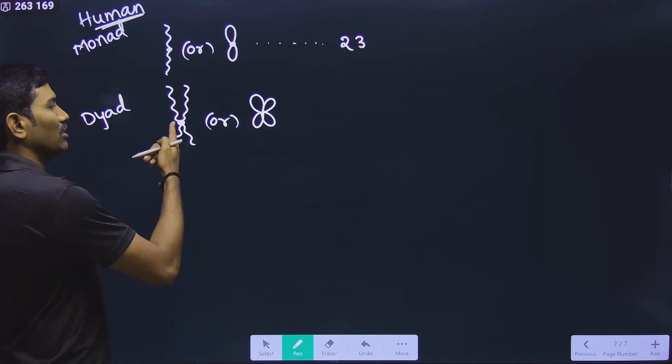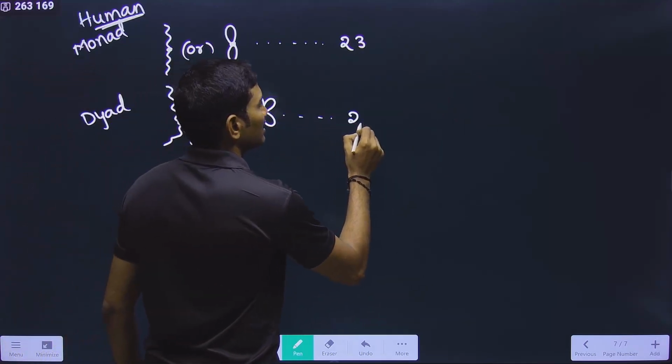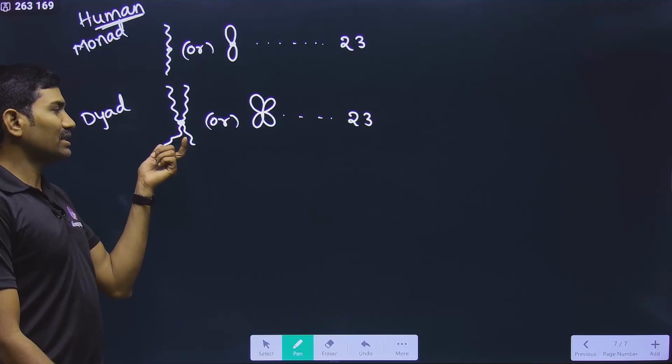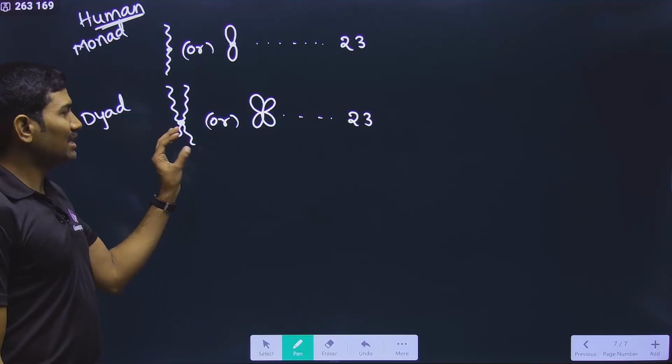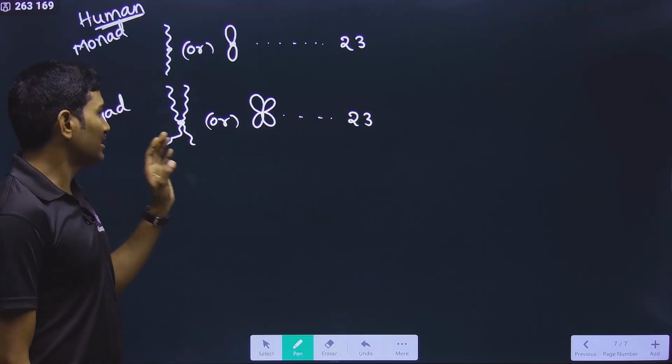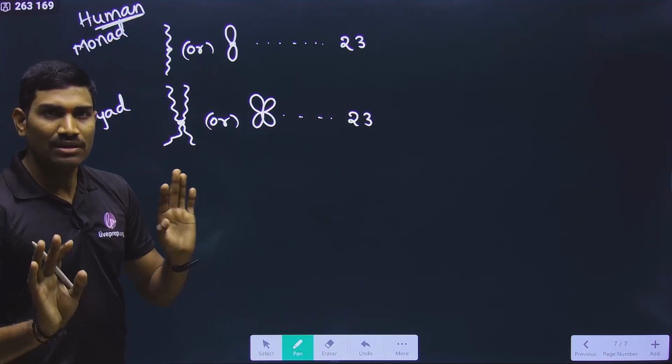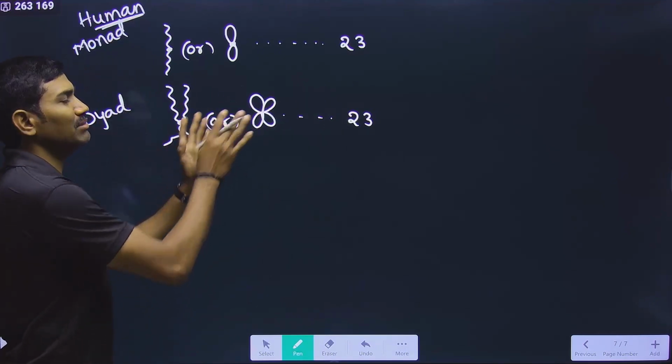Okay, clear. Now like this, thread-like structures, double thread-like structures. So now it is a dyad, whether it is thread-like or a condensed chromosome, whatever it is, if 23 are present. Clear. Don't think that some are like this and some are like that, it is not like this.